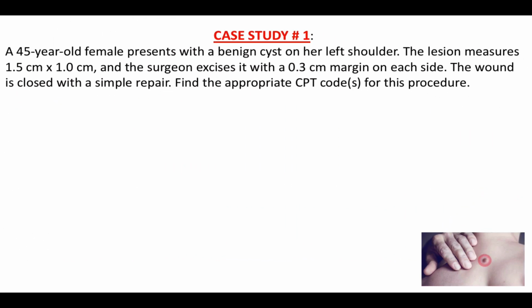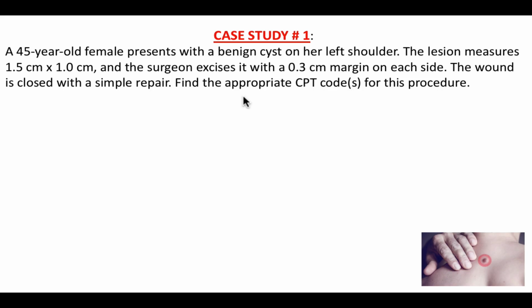Case study number 1. A 45-year-old female presents with a benign cyst on her left shoulder. The lesion measures 1.5 cm x 10 cm and the surgeon excised it with a 0.3 cm margin on each side. The wound is closed with a simple repair. Find the appropriate CPT code or codes for this procedure.